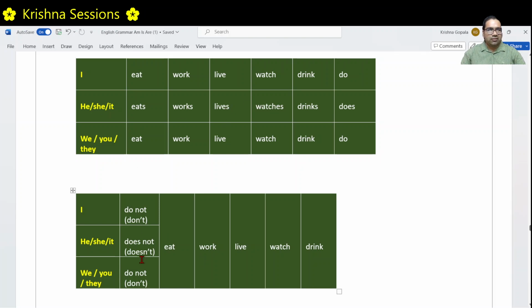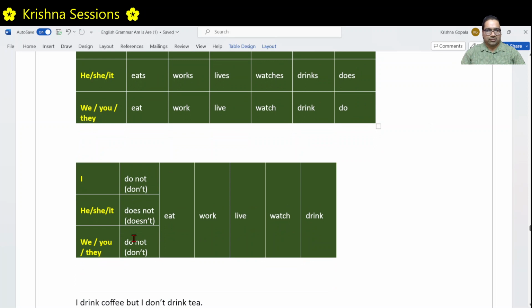For he, she, it, if it is a negative sentence, we use does not; for I, we, you, they, do not. He, she, it is not "do not". He, she, it does not. We use these forms, right? But the normal verbs we use in normal form, right? Please notice this, right? He, she, it does not.